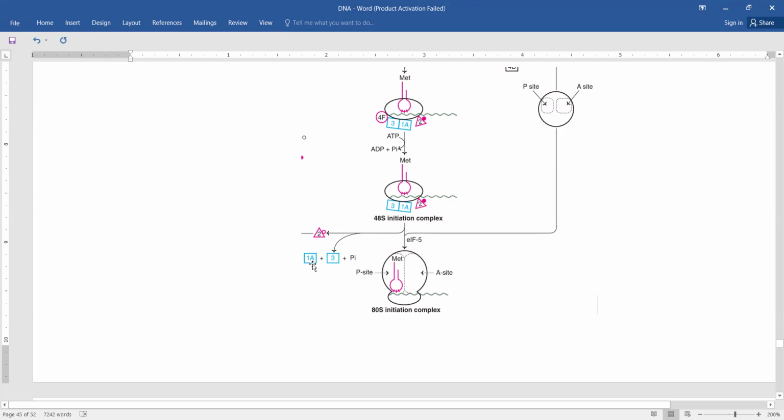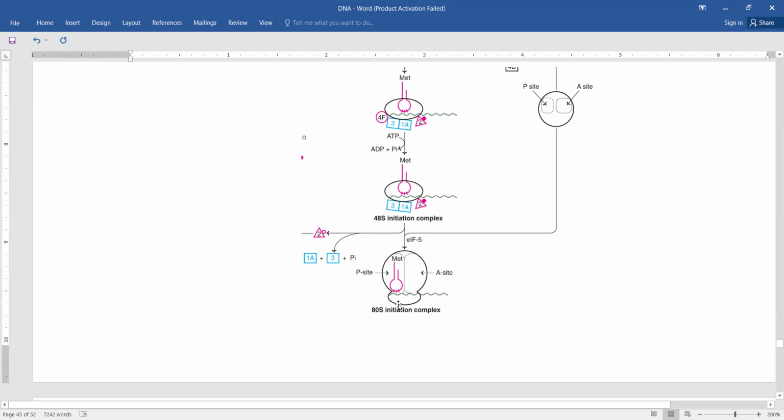Okay, so initiation factors 1A, 2 with GDP, and 3, these are released and they will be reutilized again, for the next protein synthesis. So now we have the 80S initiation complex. The initiation is started. Now the initiation is over.